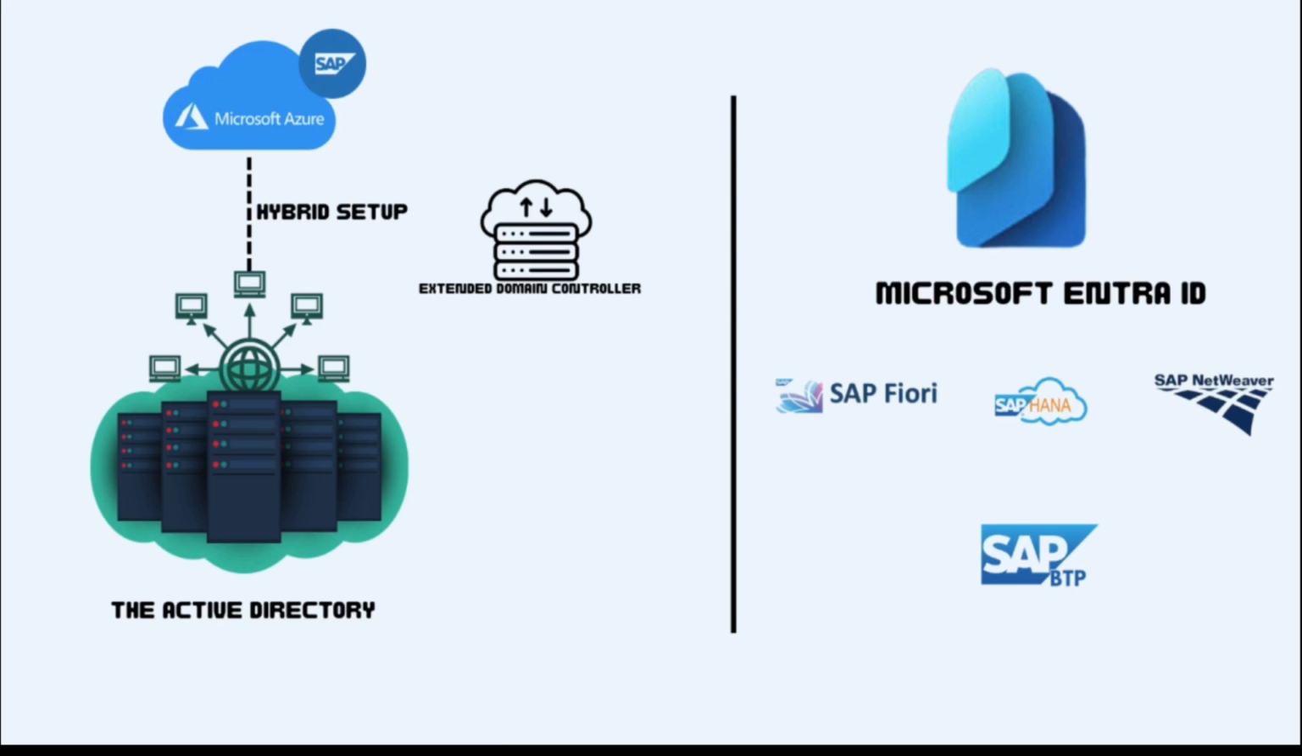Use RBAC for controlling who can do what in Azure. Use LDAP, Kerberos, or Entra ID for VM level access, and OAuth 2.0 or SAP native services for app level control.